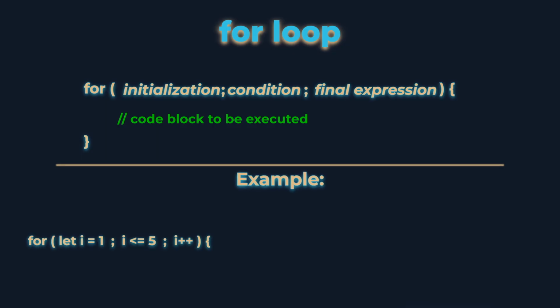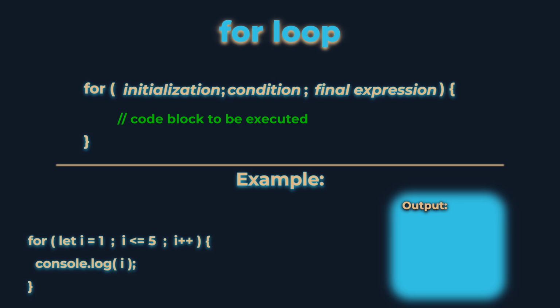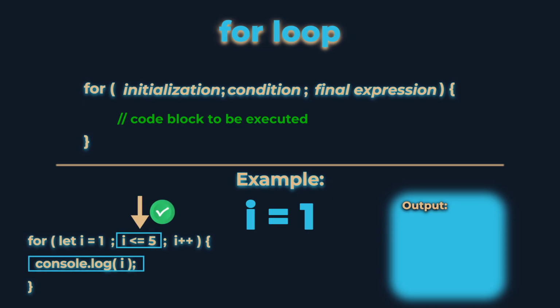Alright, let's break this down step by step so you can really see what's happening behind the scenes. First, we start with let i equals 1. That means we create a variable called i and set it to 1. Now we check the condition. Is i less than or equal to 5? Yes, it is. So we go inside the loop and run the code inside the curly braces. That means we print i, which is 1, to the console. Once that's done, we move to the last part of the loop, the update step. In this case, i++ means increase i by 1, so now i becomes 2.